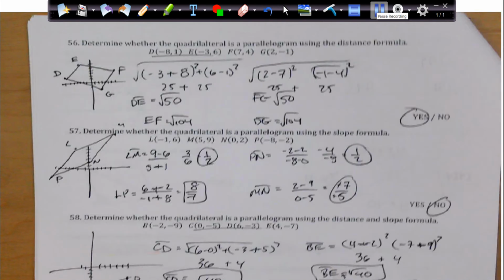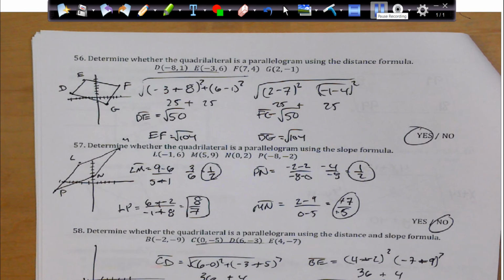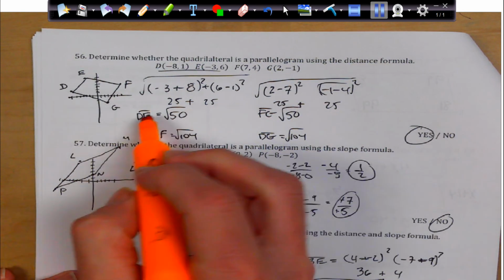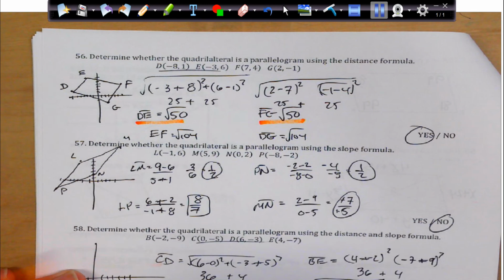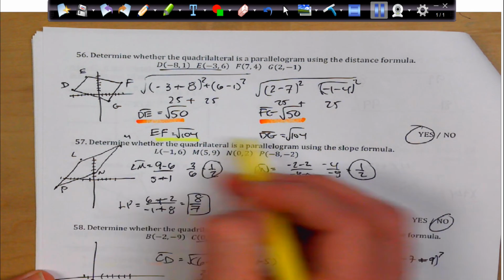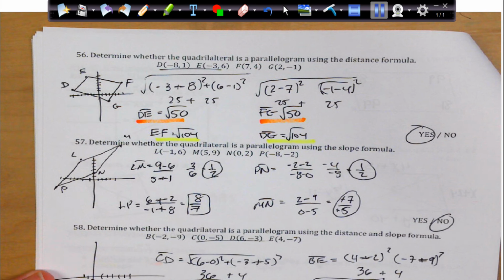Okay, so whoa, lots of stuff here. Determine if the quadrilateral is a parallelogram using the distance formula. I just kind of powered through this, but we found the distances of the opposite sides were square root 50 and square root 50, which is good. The other two sides were square root 104 and square root 104. So yes, if my opposite sides are congruent, we're good.